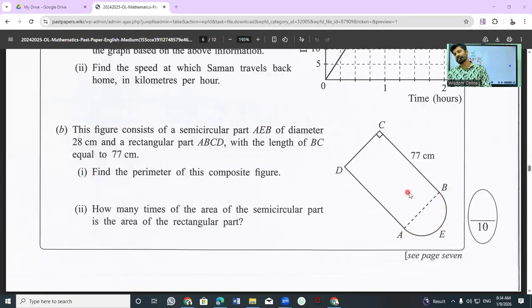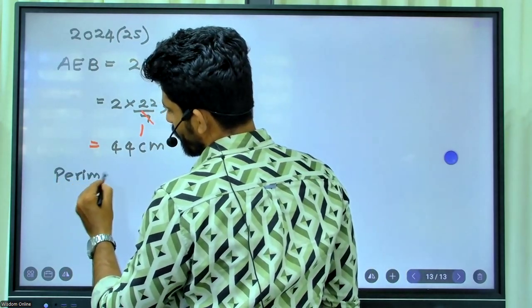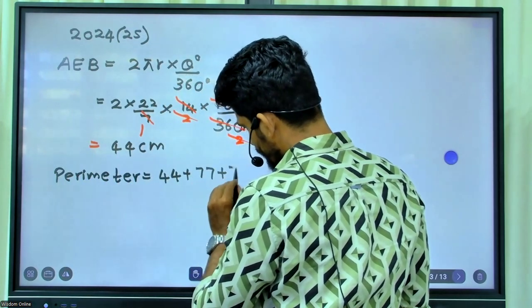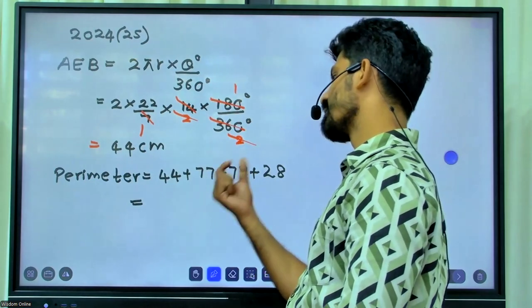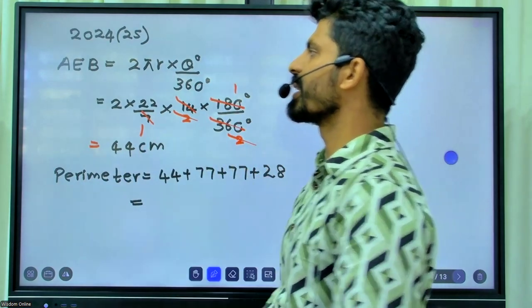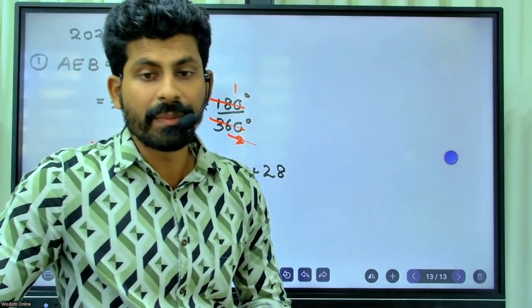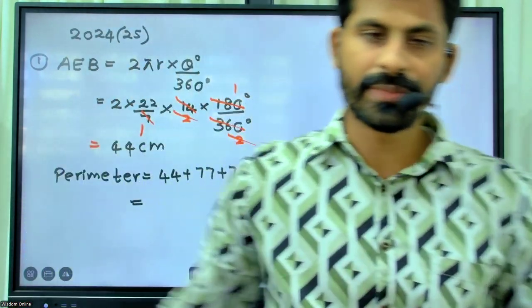Then find the perimeter of this composite figure. That means 44 plus 77 plus 28 plus 77, that is 44 plus 77 plus 77 plus 28. Then you can find the perimeter. That is the answer for the first question.